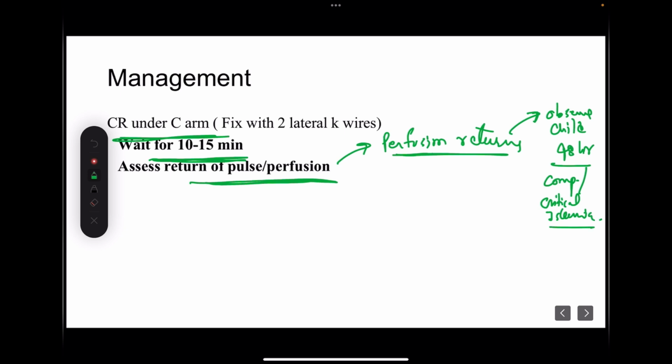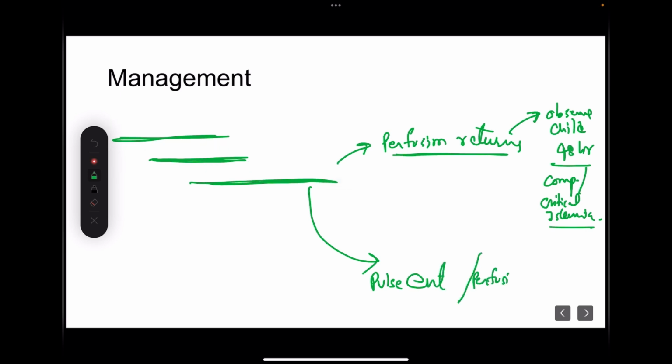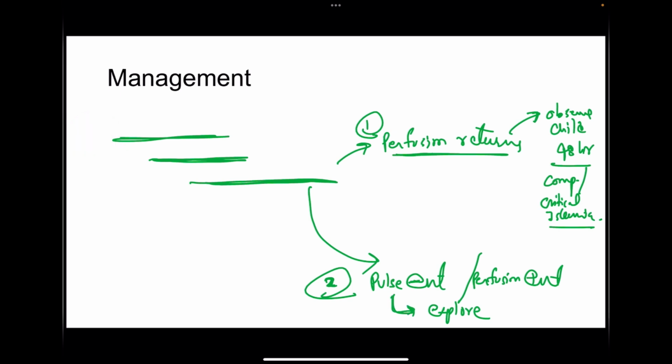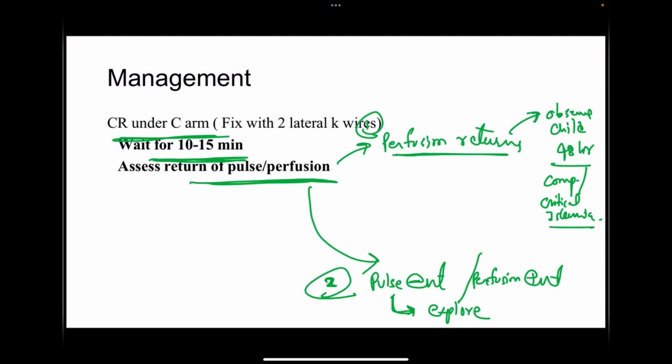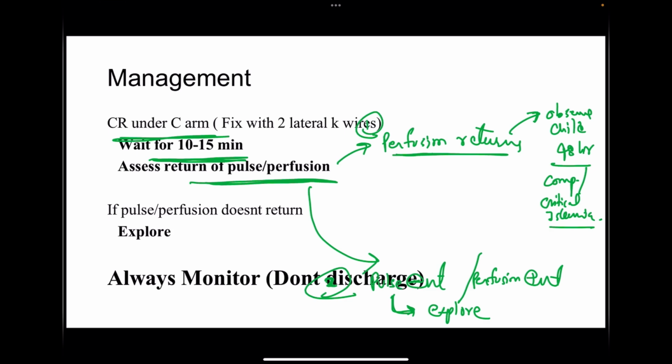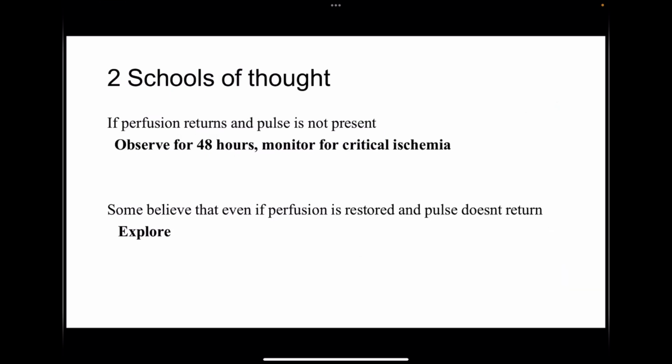But some surgeons do believe that even if pulse is not present, although perfusion is present, we always explore. This is second thought. The first thought was, if after reduction perfusion has returned, just observe, don't explore. And the second thought is, even if the pulse has not returned, but perfusion has returned, explore. So both the thoughts are fine, and there are believers for both the thoughts. But even after the reduction, if perfusion doesn't return, then we have to explore definitely. Perfusion is something we have to establish. Always monitor for 48 hours. Don't discharge the child. So these two thoughts we have already discussed.